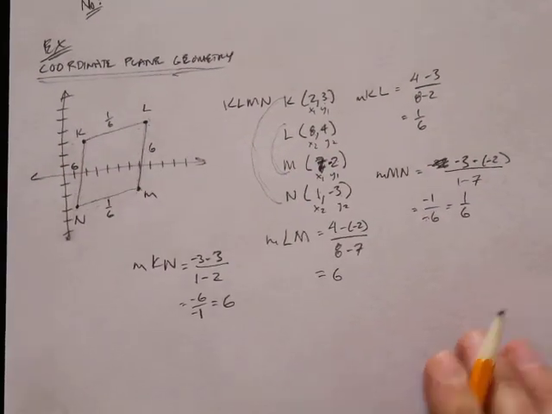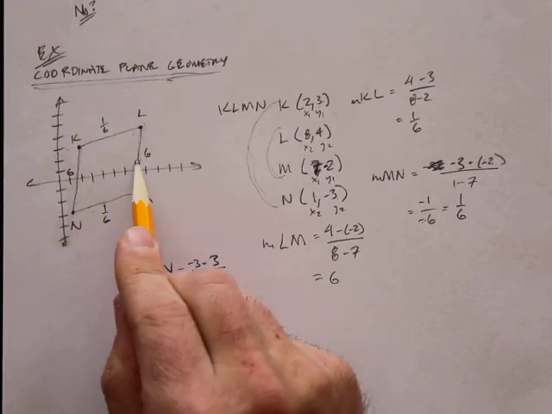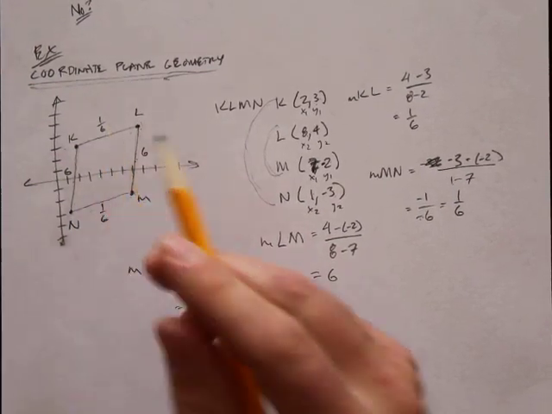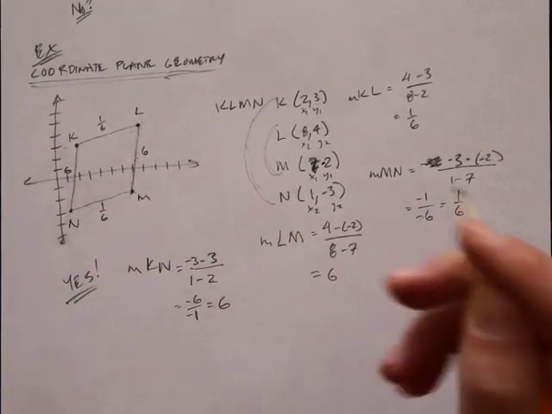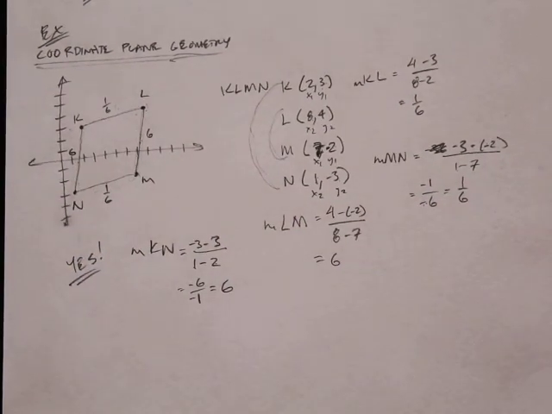There we go. So these two sides are parallel. These two sides are parallel. I have a parallelogram. Yes, I have a parallelogram. And that is 6-3. Good luck on the homework.